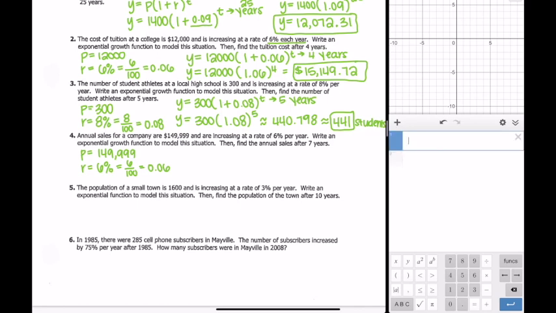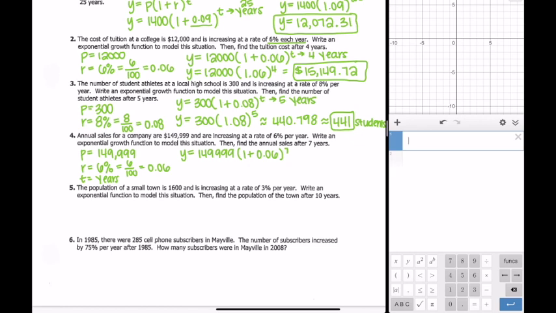Now we know that that rate occurs each year, so T is going to represent years. So our equation, y equals the principal amount times 1 plus the percent rate as a decimal raised to the power T. Now in this case, since we already know that T represents years and we want to know the amount of sales after 7 years, we can plug in 7 for T.